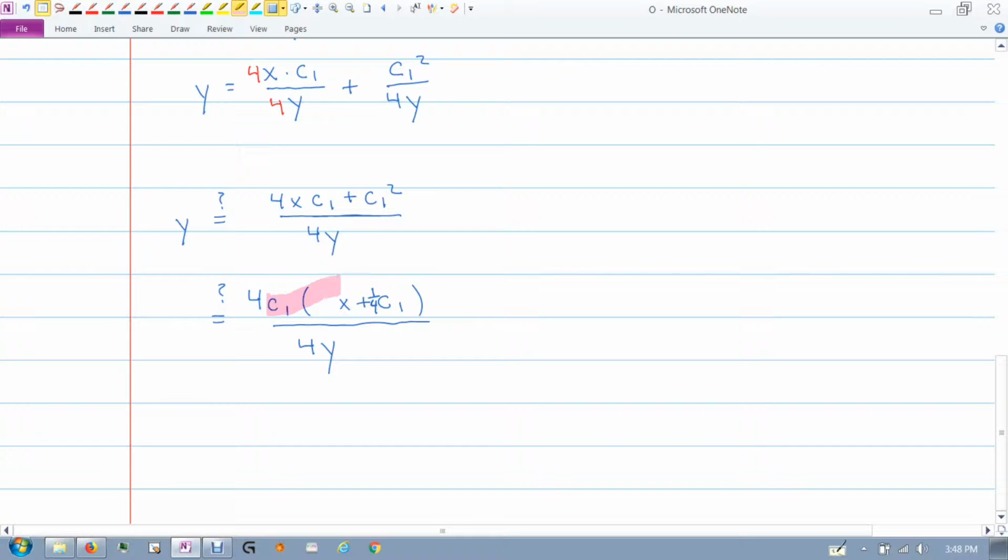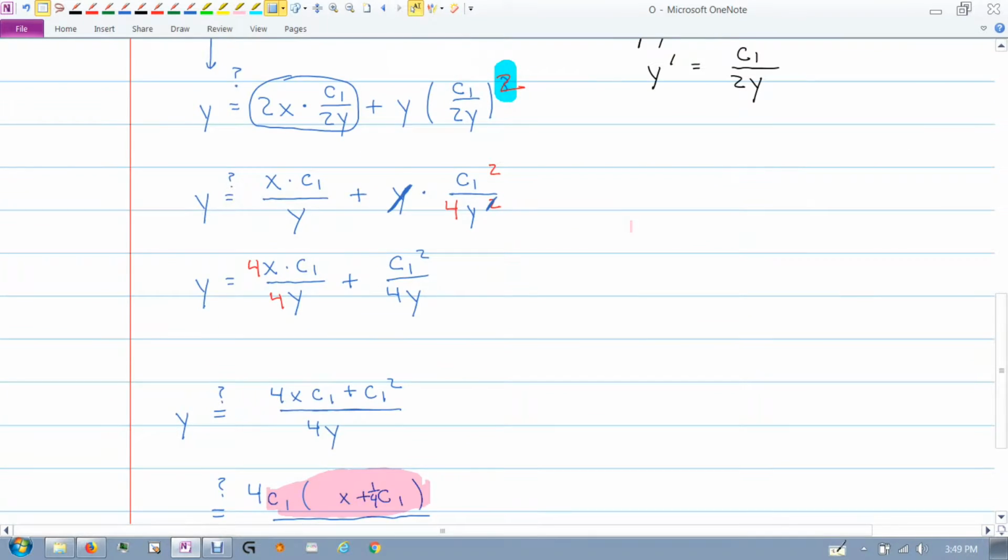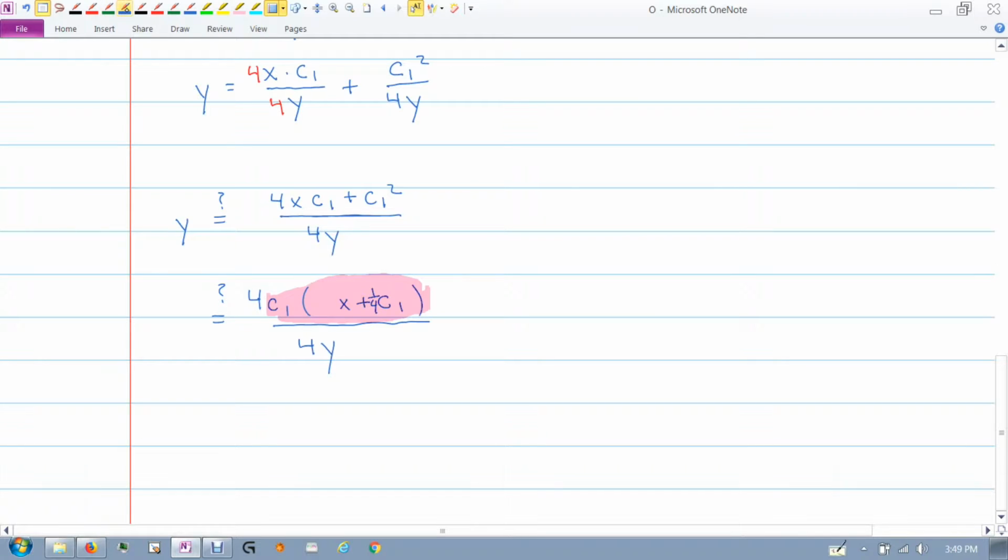So c sub 1 times the quantity x plus 1/4 c sub 1 is this right here. And that is y squared. So what we get here is 4y squared over 4y. The 4's cancel, one factor of y goes away, and you just get y.